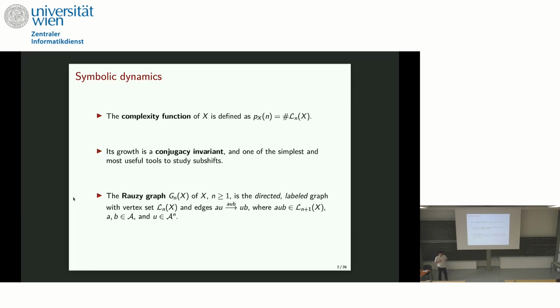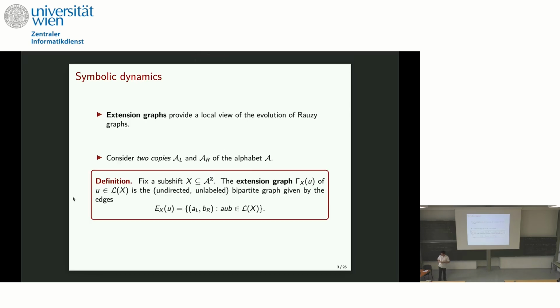Using them, we can say a lot of things in the low complexity case. We study the combinatorial properties, what kind of vertices they have, and the way they evolve is also important. It has been an important tool for proving classical theorems, such as Boshernitzan's theorem on the number of ergodic measures. Now, a more recent version of the Rauzy graphs is given by extension graphs. These provide a different view of the evolution of Rauzy graphs, and this is what we're going to use.